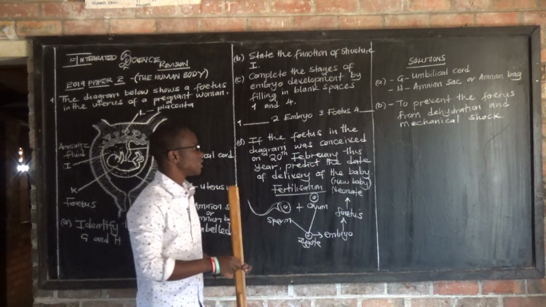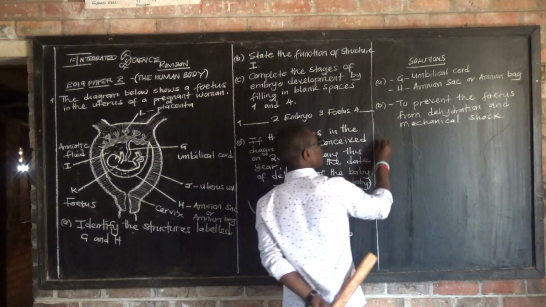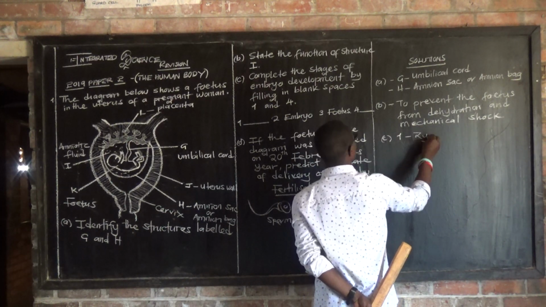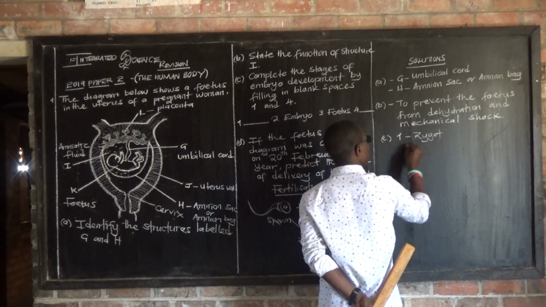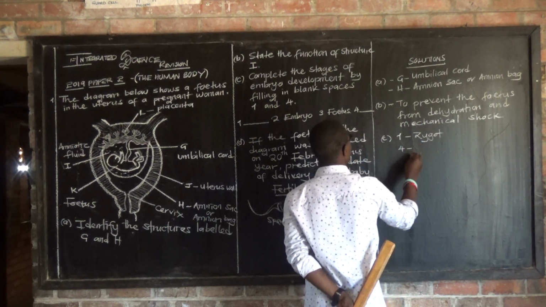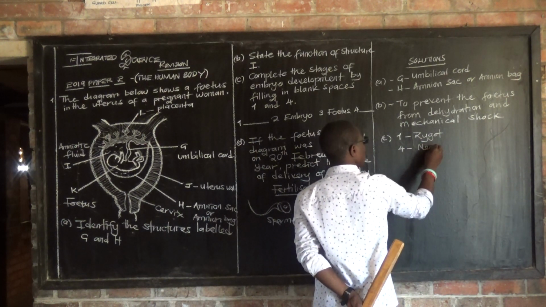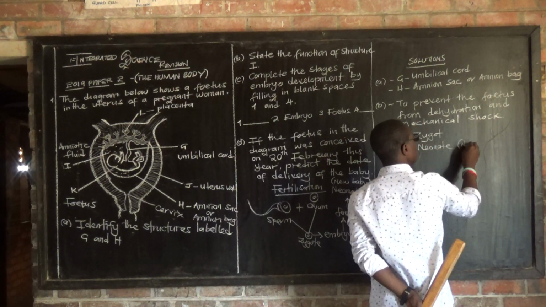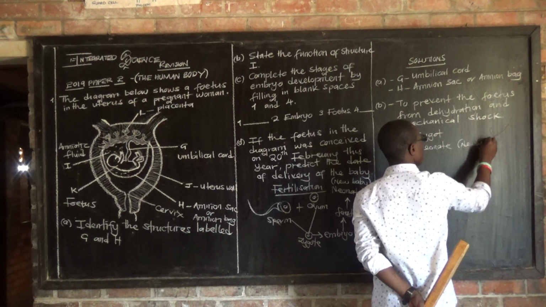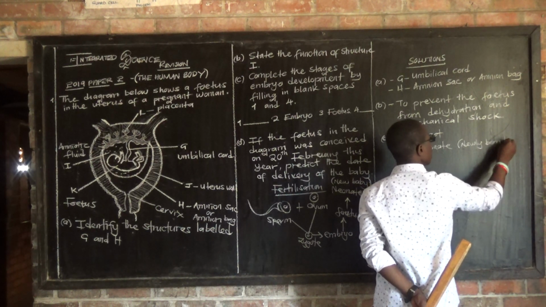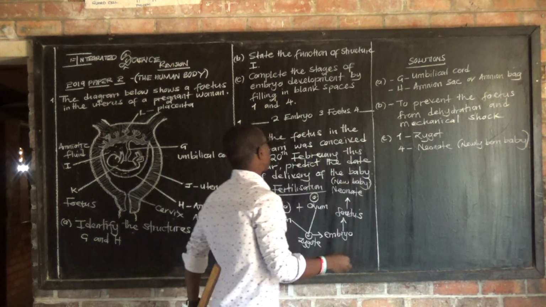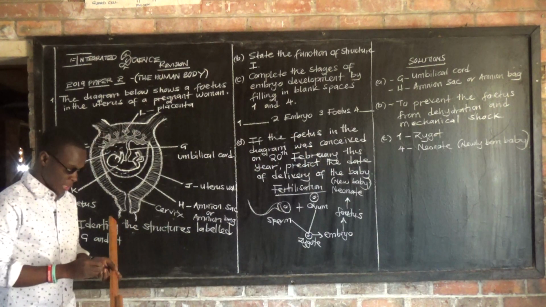So completing these stages, stage 1 is supposed to be the zygote. Then stage 4 is supposed to be the neonate, or newly born baby. Are we together?